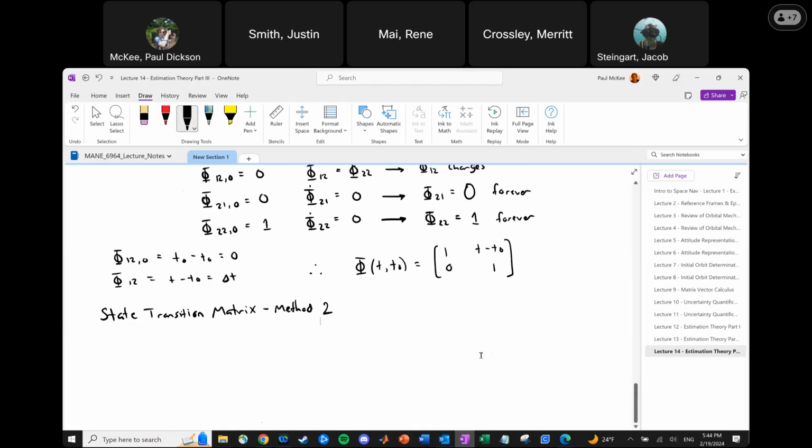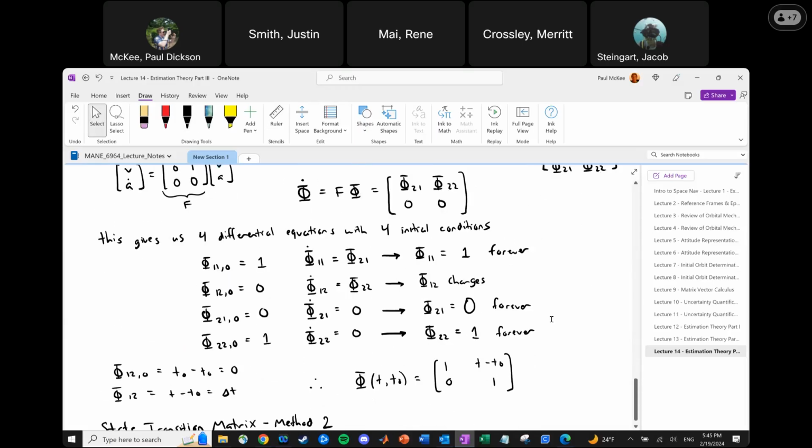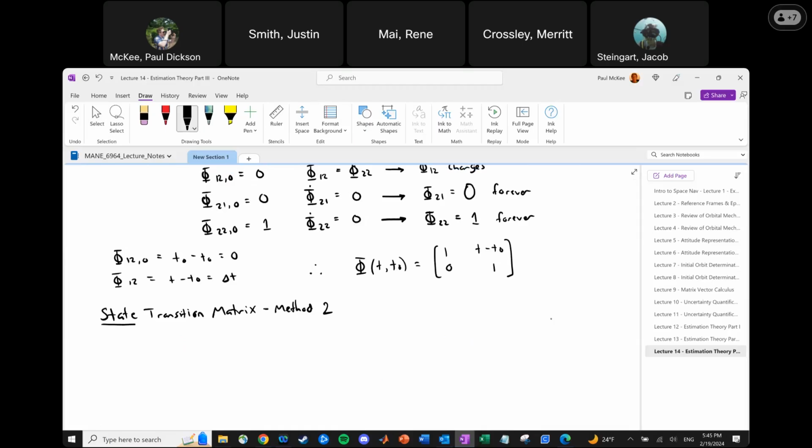And let's see, did I underline the last one? Okay, yeah, I want to be consistent. There we go.